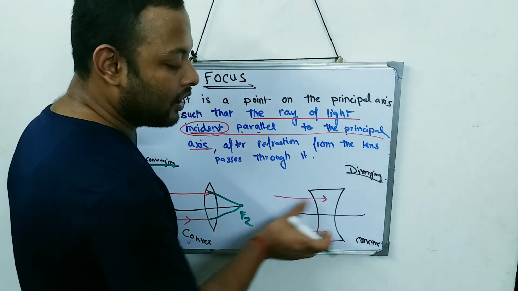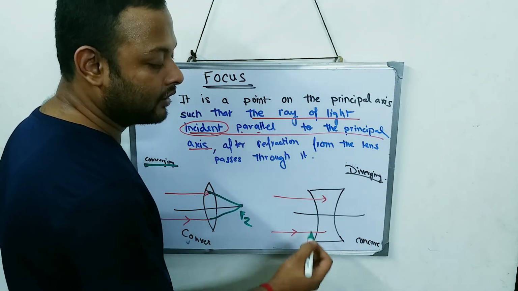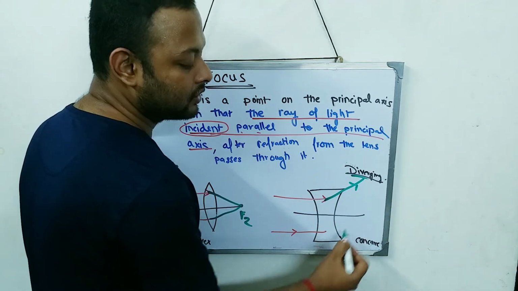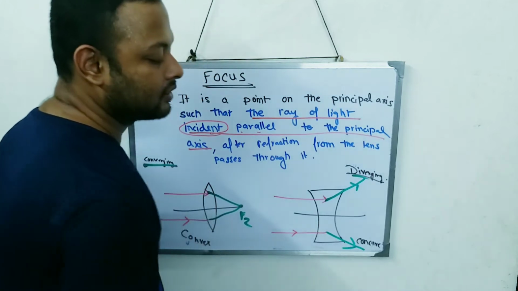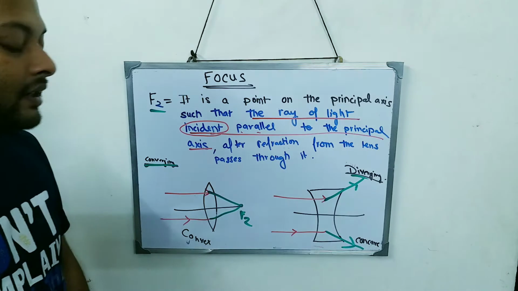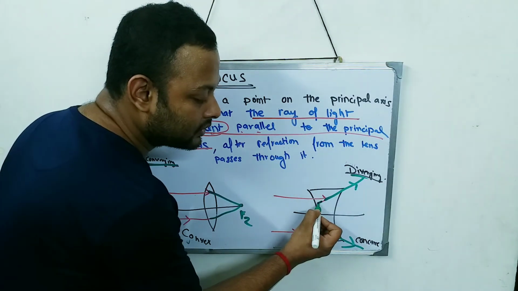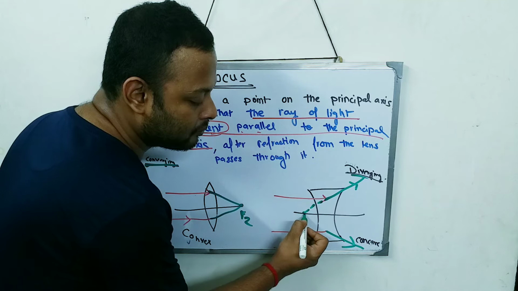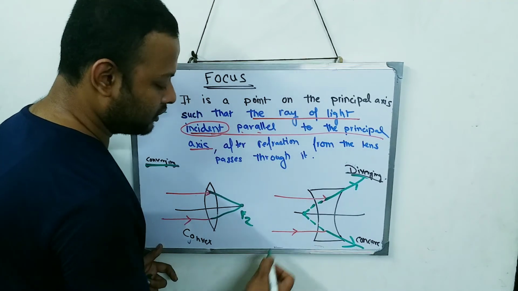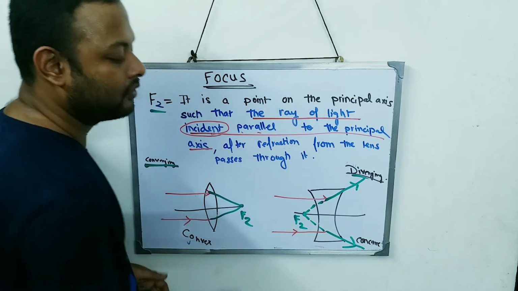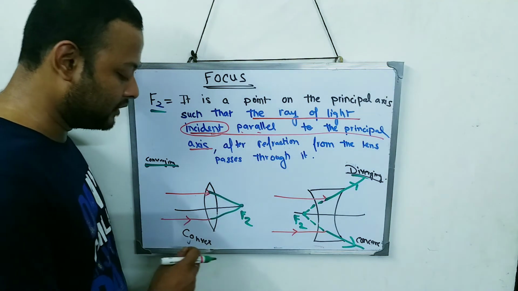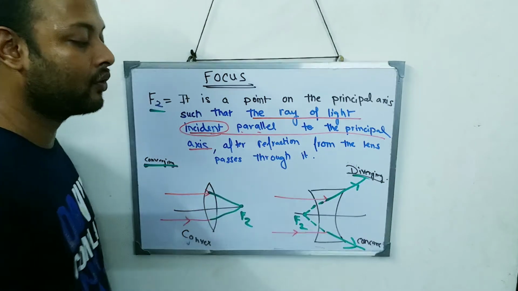Over here, how will the rays refract? These rays will diverge, because the function of the concave lens is to diverge. If they diverge, consider these divergent rays as coming from a particular point, and this particular point is considered as F2. So this is F2 on the right hand side for convex and F2 on the left hand side for concave.